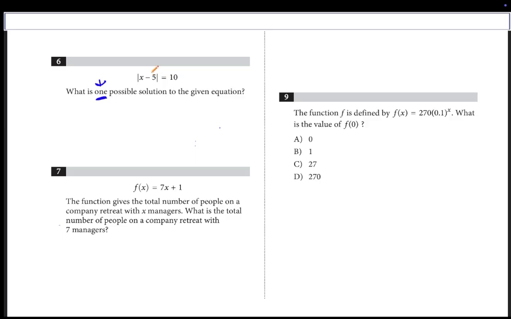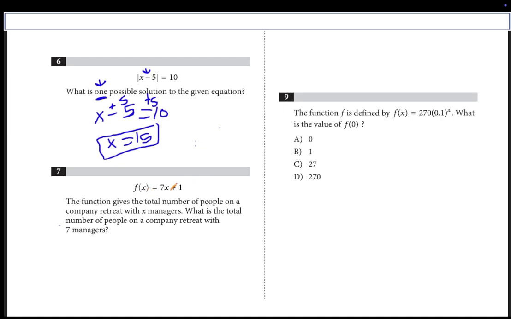However, that means that everything in here has to equal a positive number. So we can just write this as x minus 5 is equal to 10. Plus 5 on both sides. You can just make this a simple two-step equation. X is equal to 15. And because it asks for one possible solution, we can just state that x is equal to 15, making our answer 15.